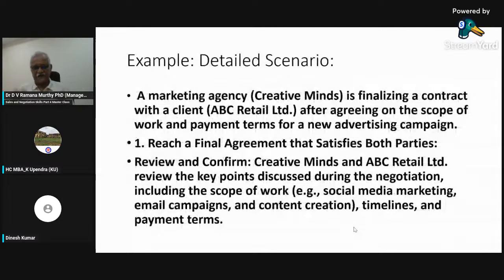So let's look at a case of an advertising agency, a marketing agency, Creative Minds, which is finalizing a contract with a client, ABC Retail Limited.